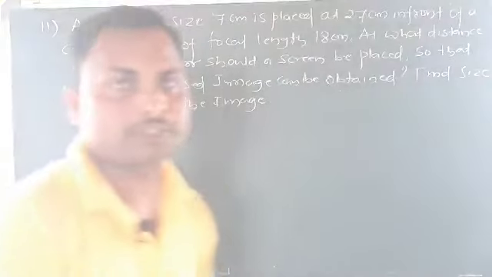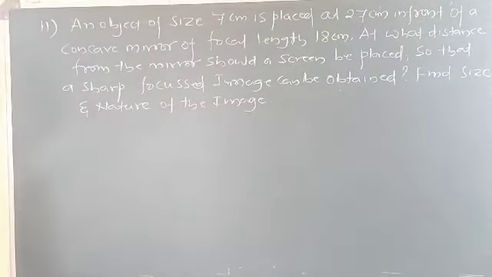Okay students, we have the next question, question number 11. An object of size 7 centimeter is placed at 27 centimeter in front of a concave mirror of focal length 18 centimeter. At what distance from the mirror should a screen be placed so that a sharp focused image can be obtained? Find the size and nature of the image.